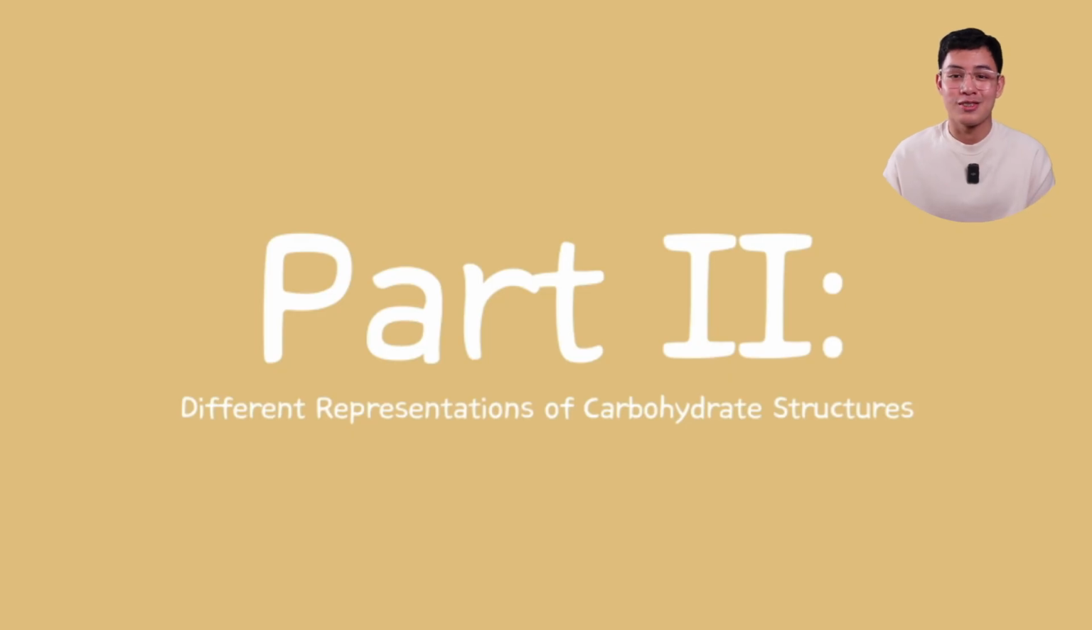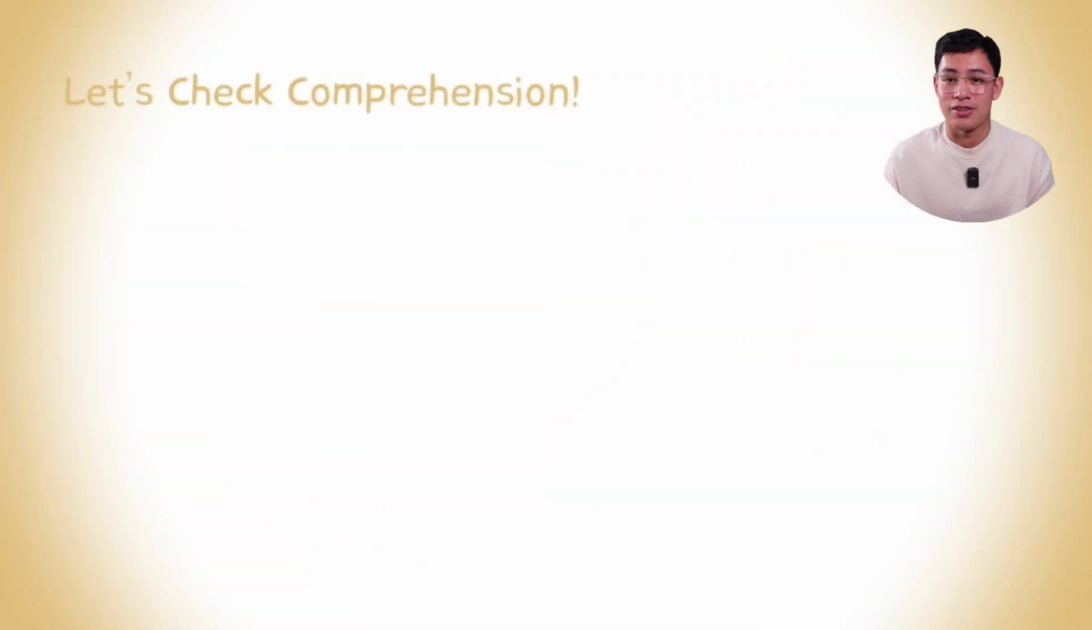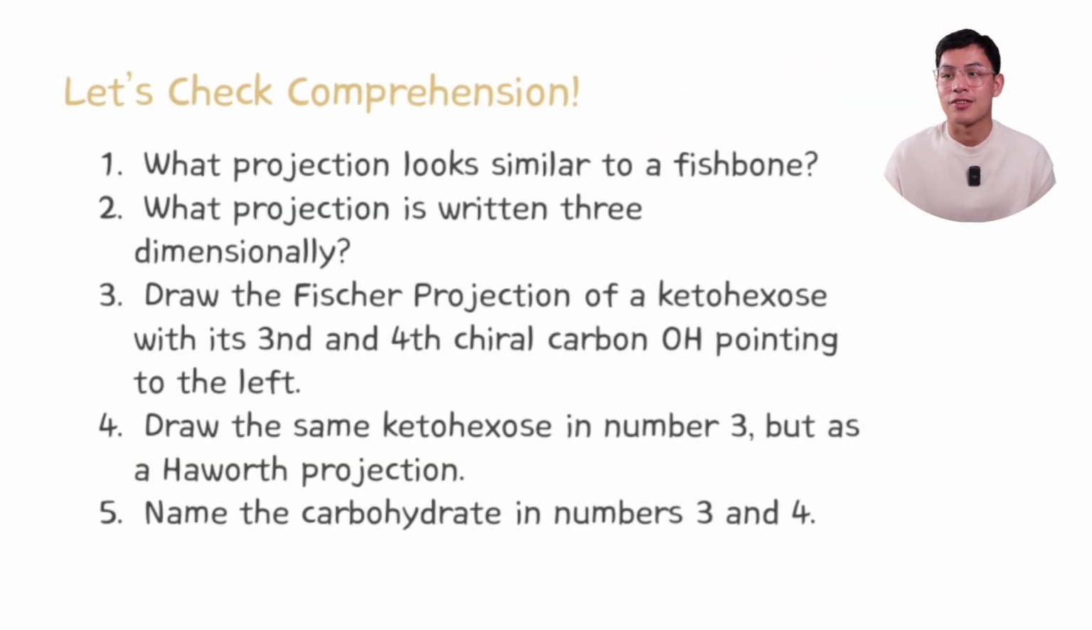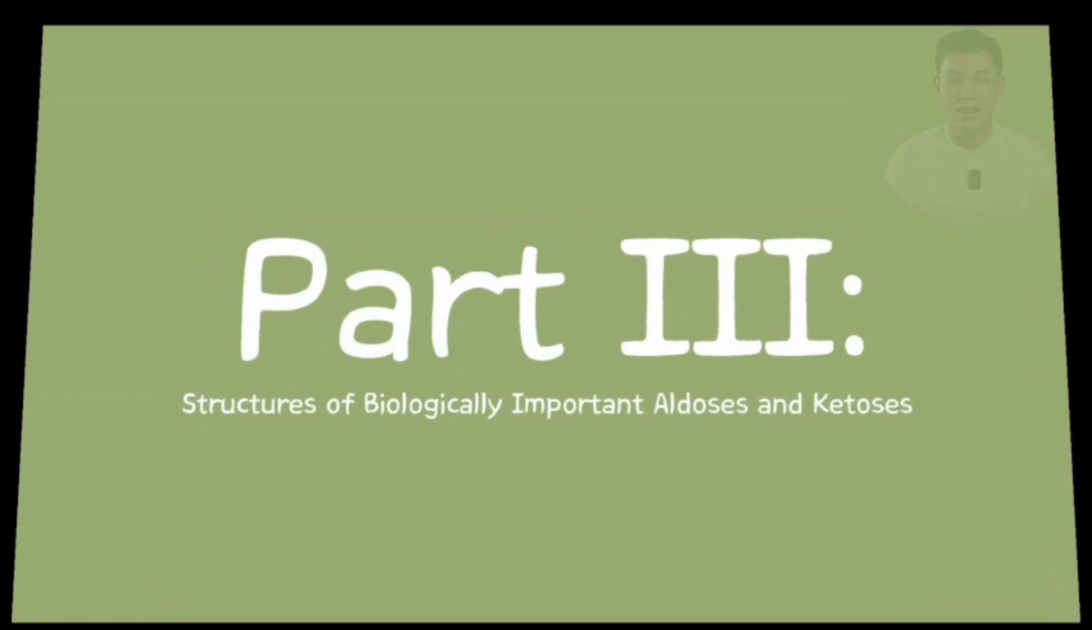And so, that concludes part 2 of our discussion today. We discussed Fischer projections, Haworth projections, and chair conformations. If you'd like to test your comprehension on part 2, feel free to pause the video once again and take as much time as you need, because in the next part of our discussion, we're going to be talking about the biologically important aldoses and ketoses.